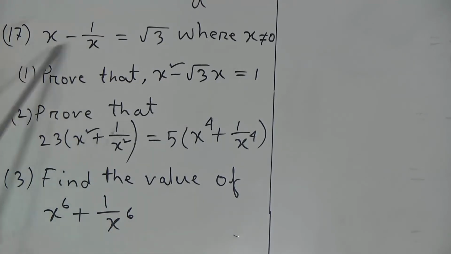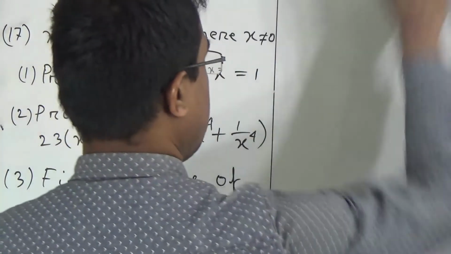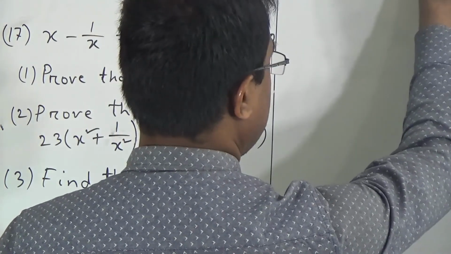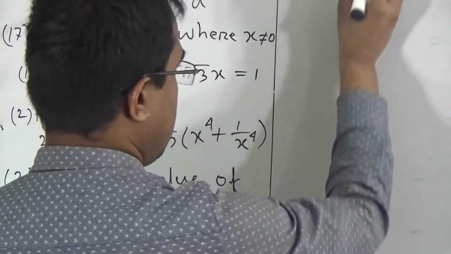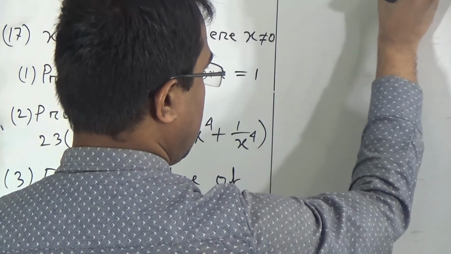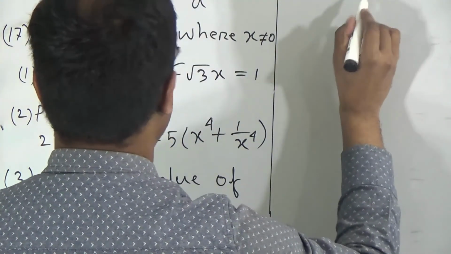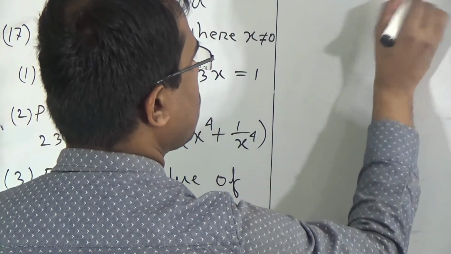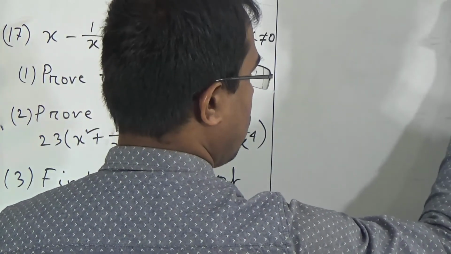Here given that x minus 1 by x equal to root 3. From here we can find out the value of x square minus root 3x. Okay, at first, 17 number, 1. Given that x minus 1 by x is equal to root 3.